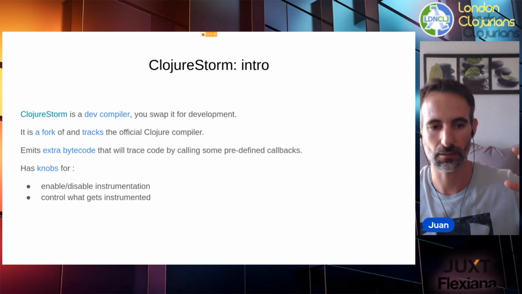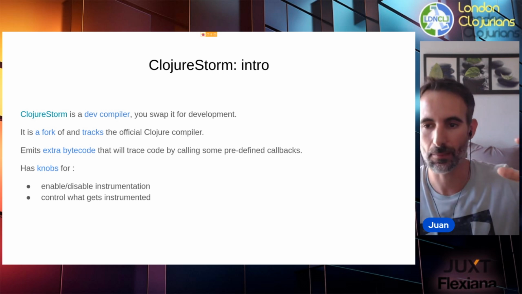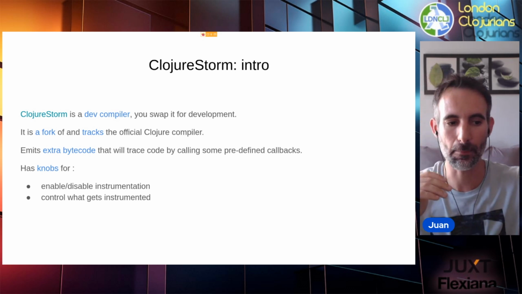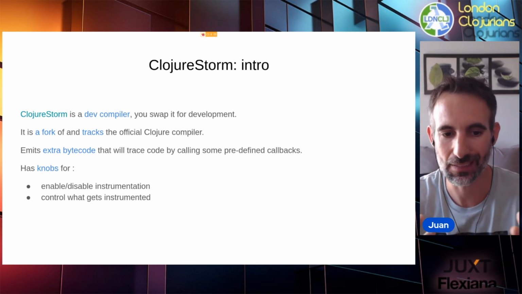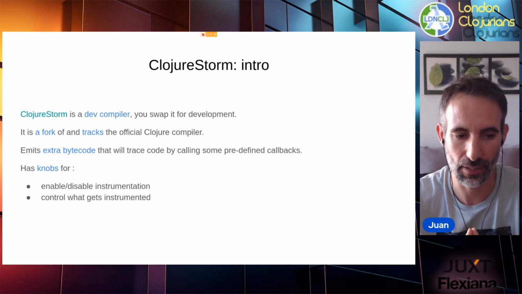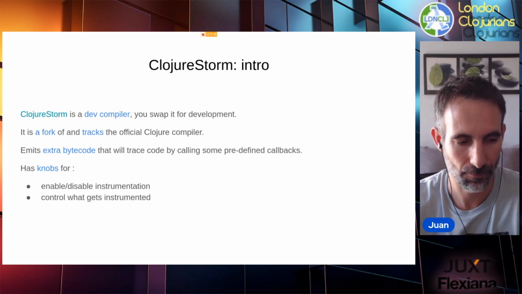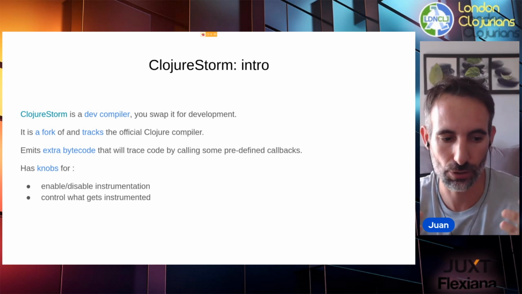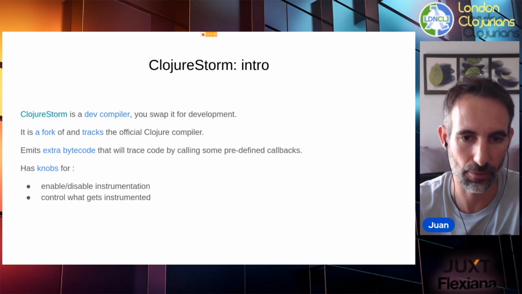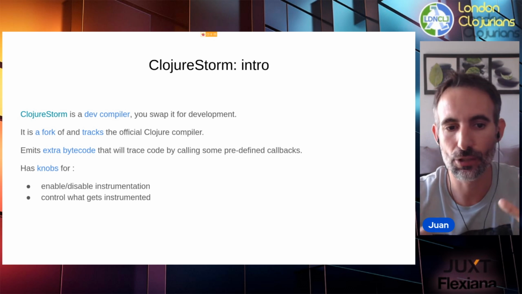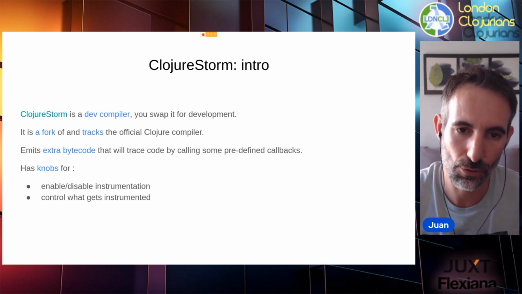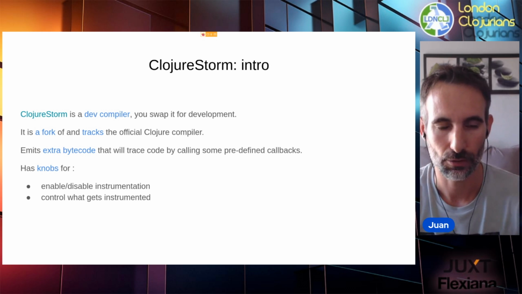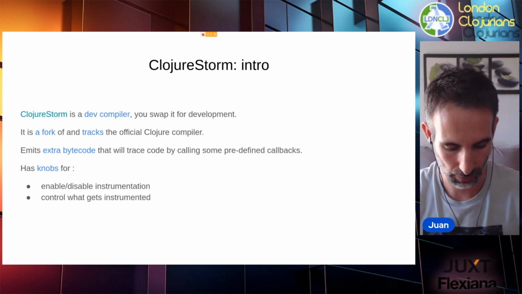So it's the Clojure compiler with some patches on top of it that will emit extra bytecode that will trace code by calling some predefined callbacks. It also has knobs for enabling and disabling instrumentation, controlling what gets instrumented, and a couple of other things. This ClojureStorm project is not coupled in any way to FlowStorm, so you can use it for your own projects.